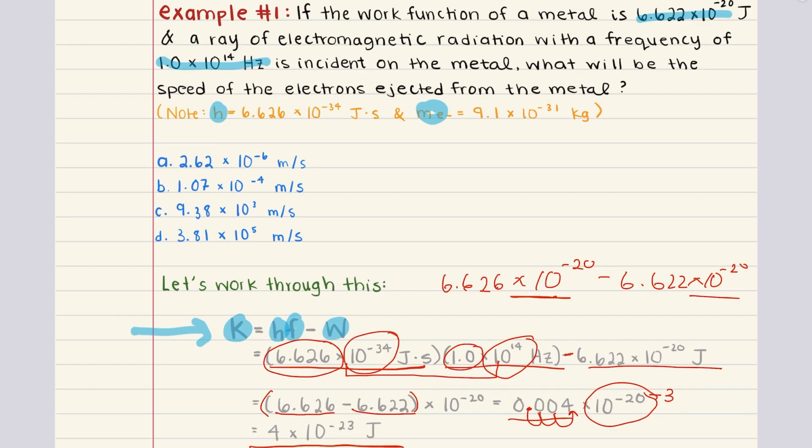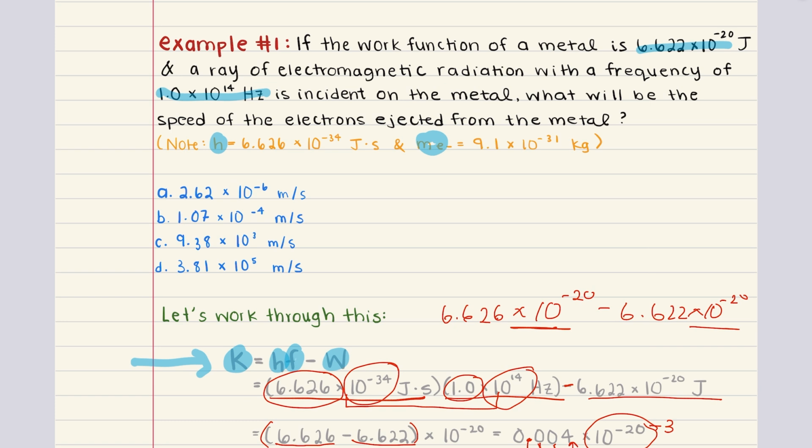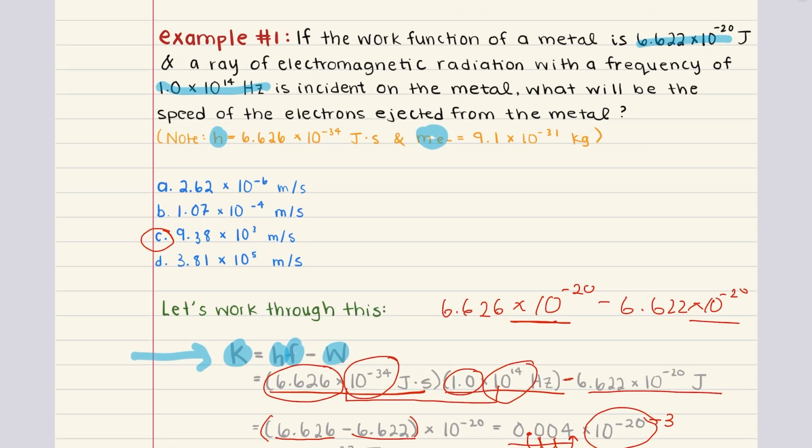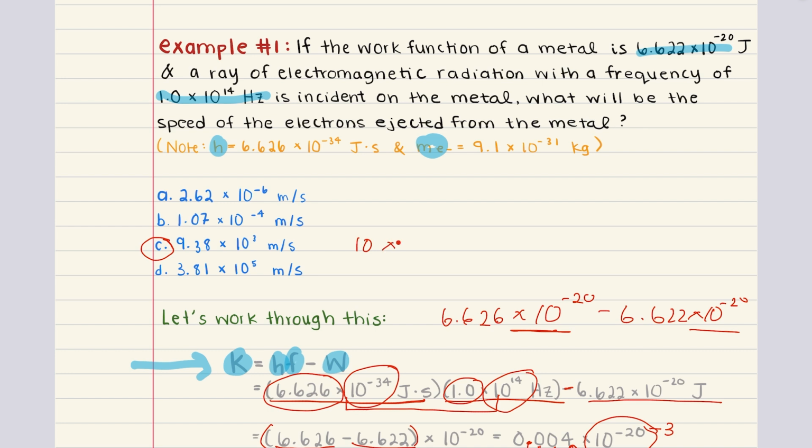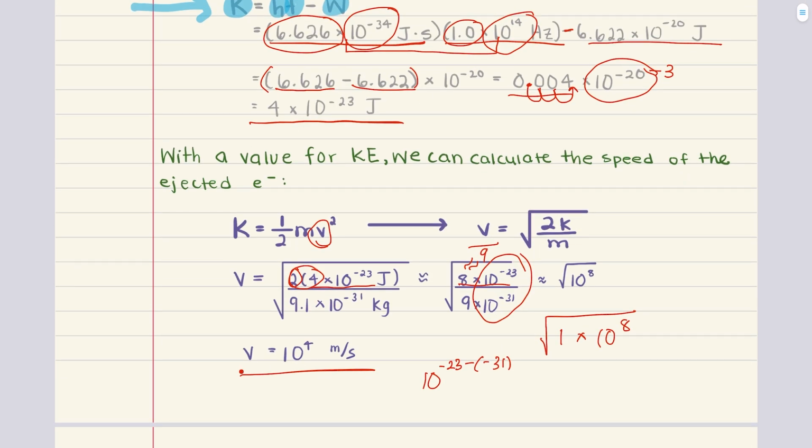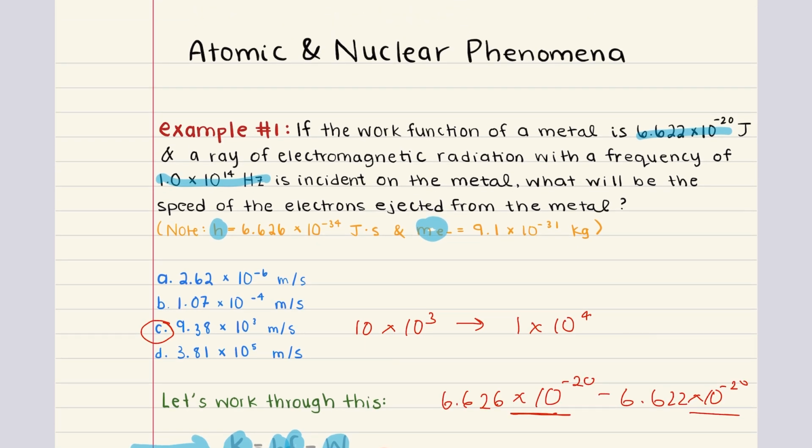Looking back at our answers, the answer choice that's closest to this value is C, 9.38 times 10 to the 3 meters per second. Now it might not look exactly like this, but we can rewrite this as 10 times 10 to the 3, which is rewritten as 1 times 10 to the 4, which is close to what we got here with our approximations. So once again, the correct answer for problem 1 is C.